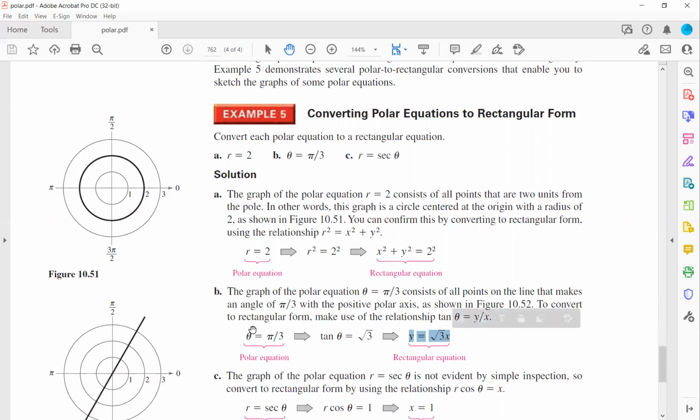So in polar world, you have this crazy looking equation, theta is pi over 3. But in rectangular equation, we already saw many lines like this, y equals square root of 3 times x. We already know how to graph these types of lines. So in polar world, you have this equation. Equivalently, in the xy plane, you have this equation.